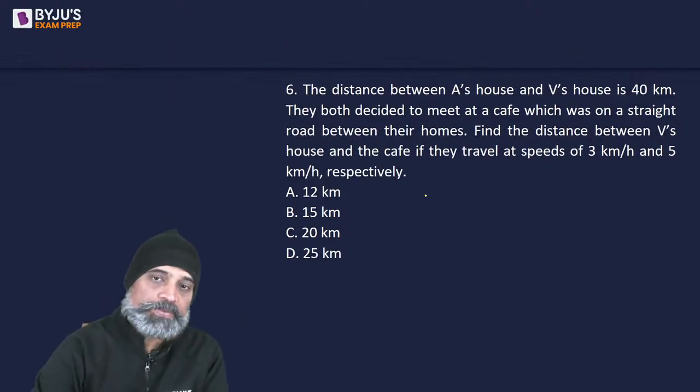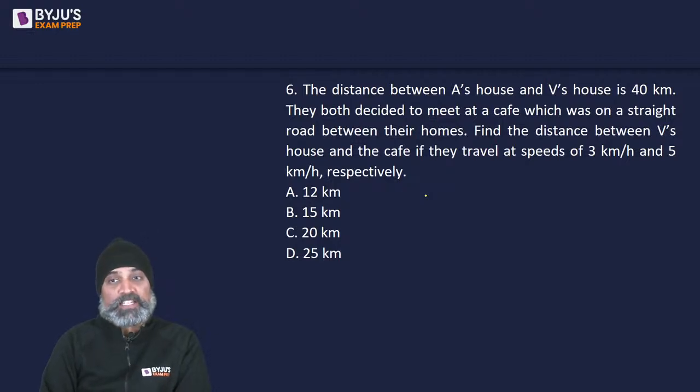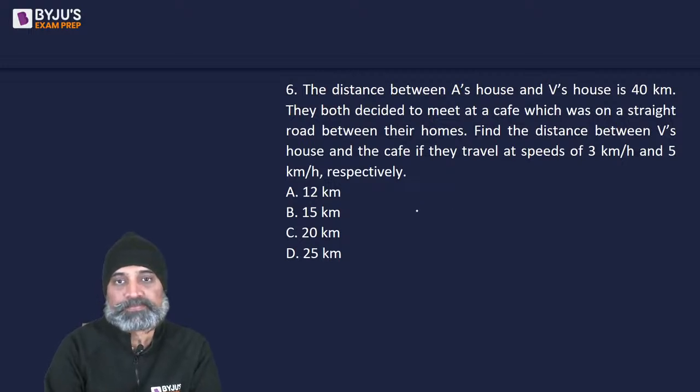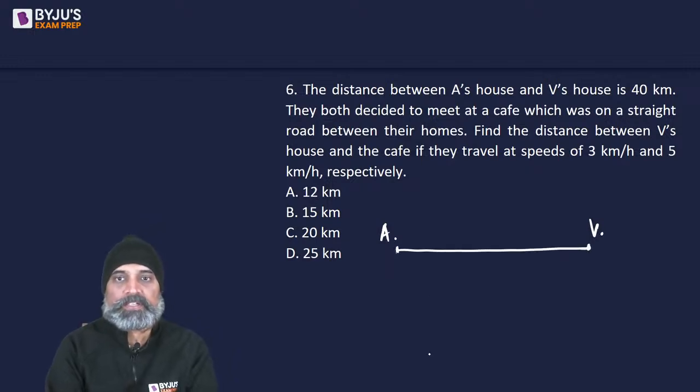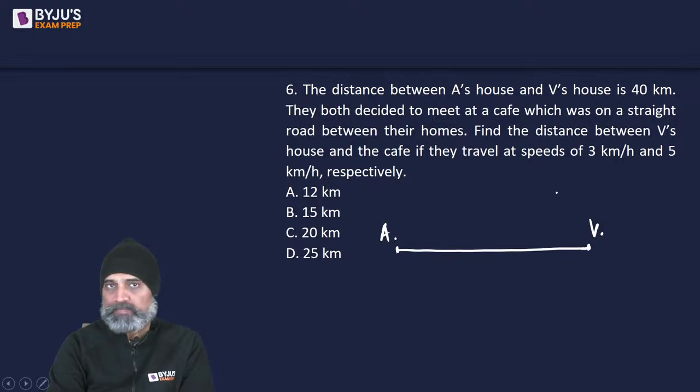Okay, the next one. The distance between A's house and V's house is 40 meters. They both decided to meet at a cafe which was on a straight road between their homes. Find the distance between V's house and the cafe if they travel at speeds of 3 km per hour and 5 km per hour respectively. So this is A's house and this is V's house, and they live on a straight road, right? And there is a cafe. So they decide to meet, and they start simultaneously, they reach there.